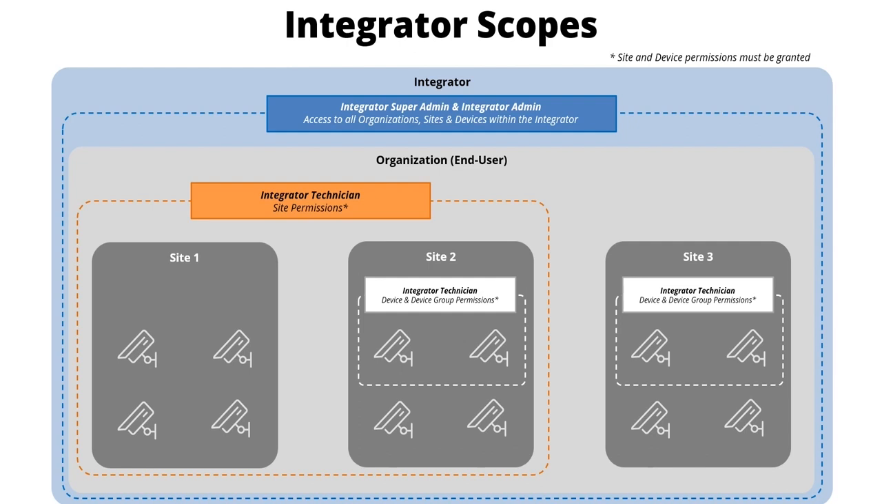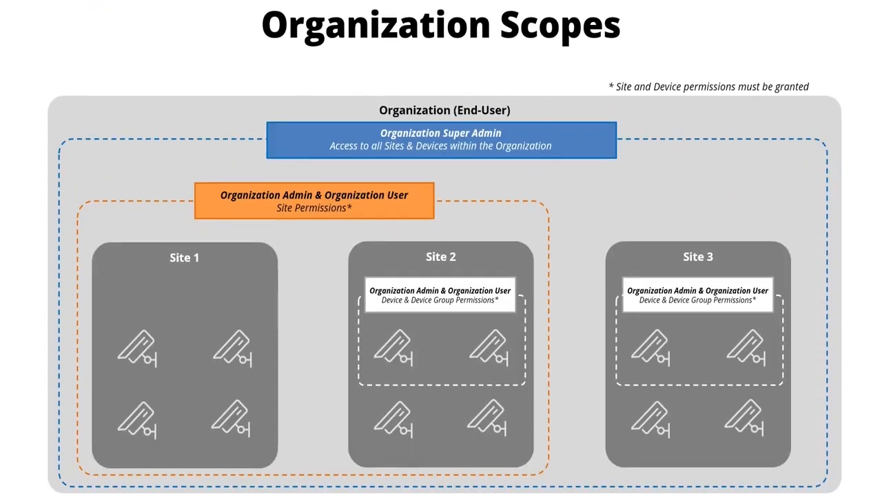Now let's review organization scopes. Organizations are the end user. Similar to the integrator scopes, the organization superadmin is going to have rights to all sites and devices within that organization. You can see this represented by the blue box with the dotted line to the outside. That individual will have access to all sites and all devices.